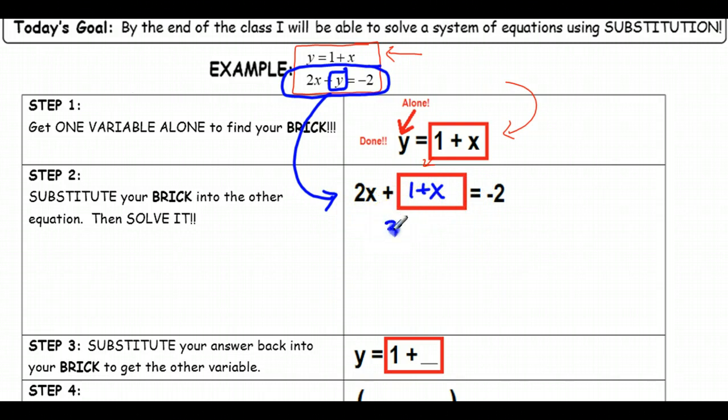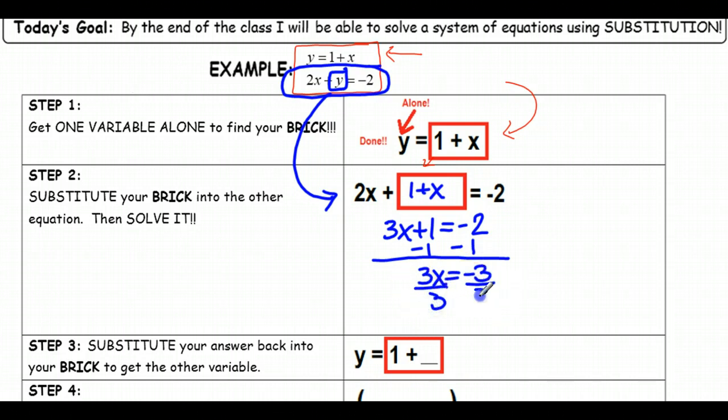2x plus x is 3x, plus 1 equals negative 2. Subtract 1 from both sides. We get 3x equals negative 3. Divide both sides by 3, and we get that x equals negative 1. So now that we know what x equals, we can take that value and plug it back into where our brick is, because that's asking us to solve for y.